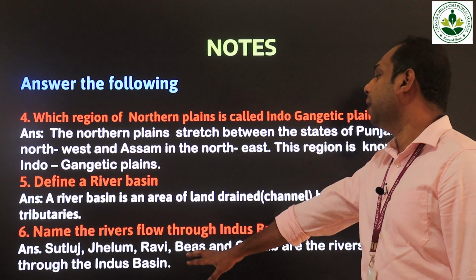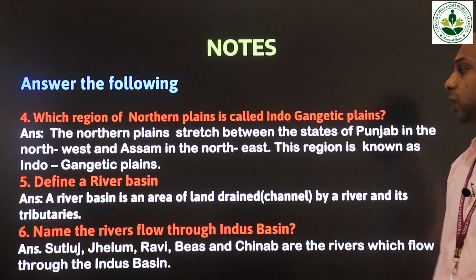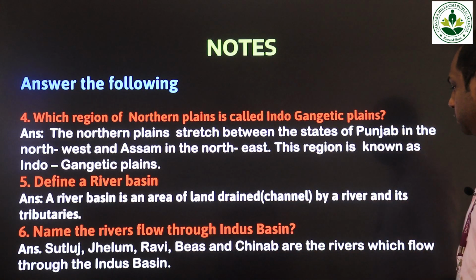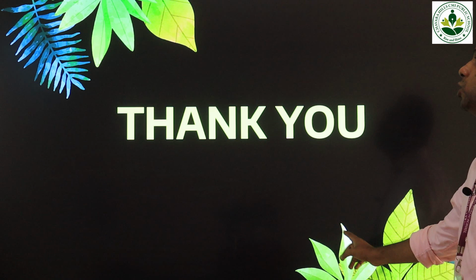Sixth question, name the rivers that flow through the Indus basin. Answer, Satluj, Jhelum, Ravi, Beas and Chenab are the rivers which flow through the Indus basin. So these are notes for you.